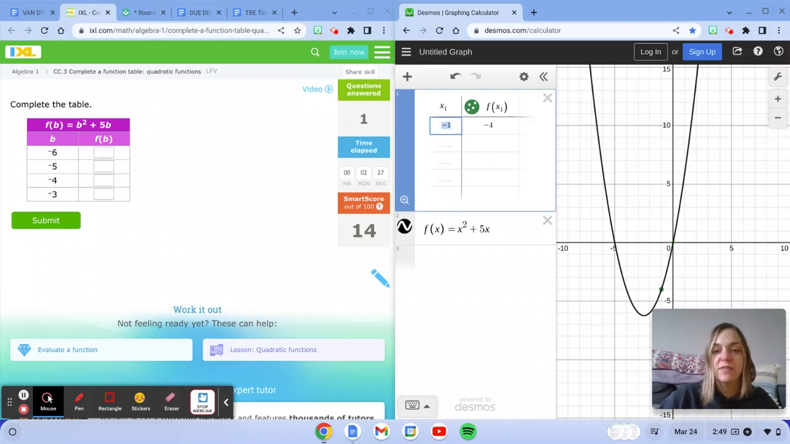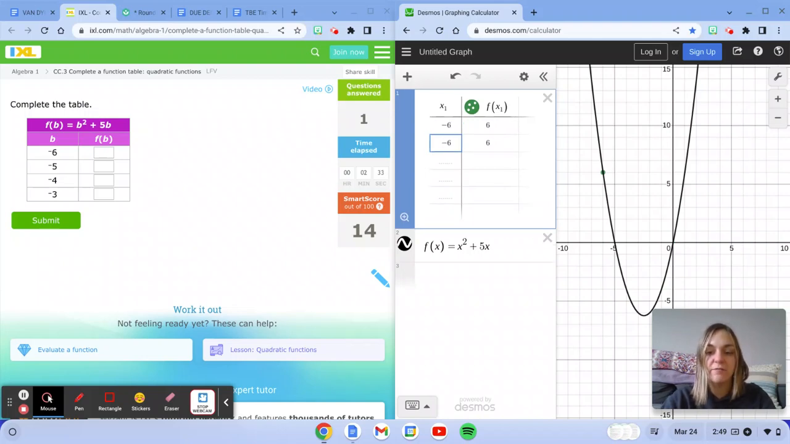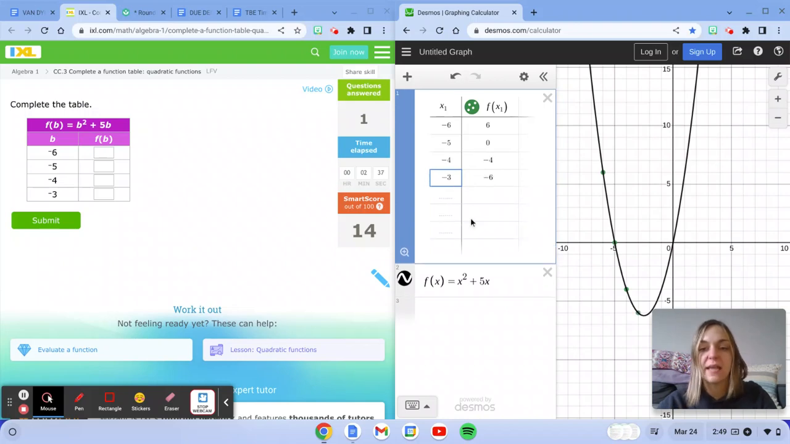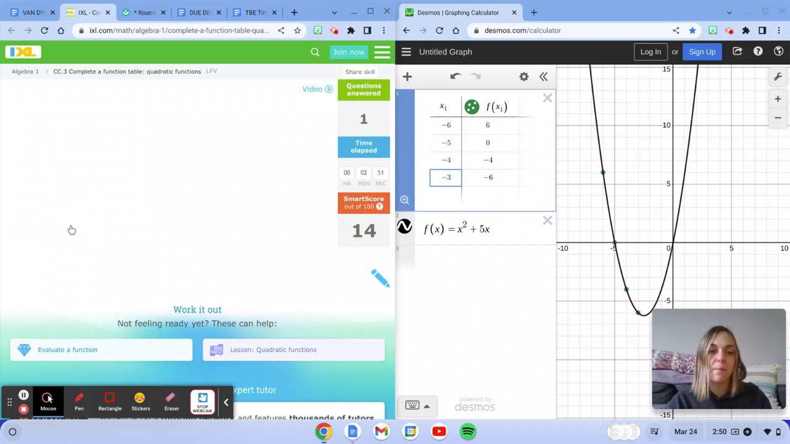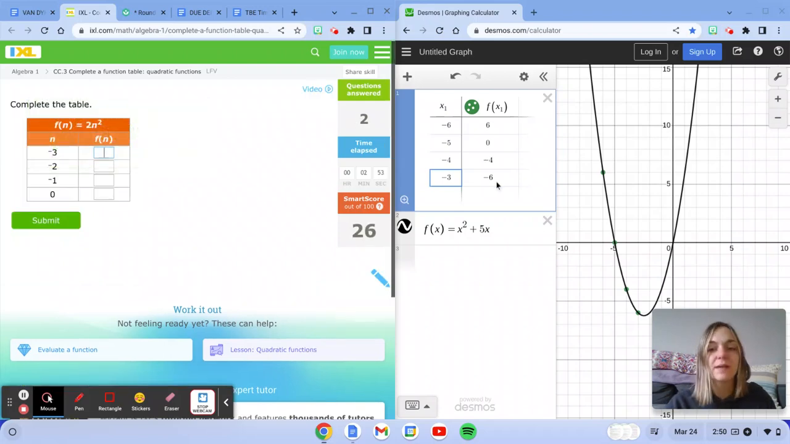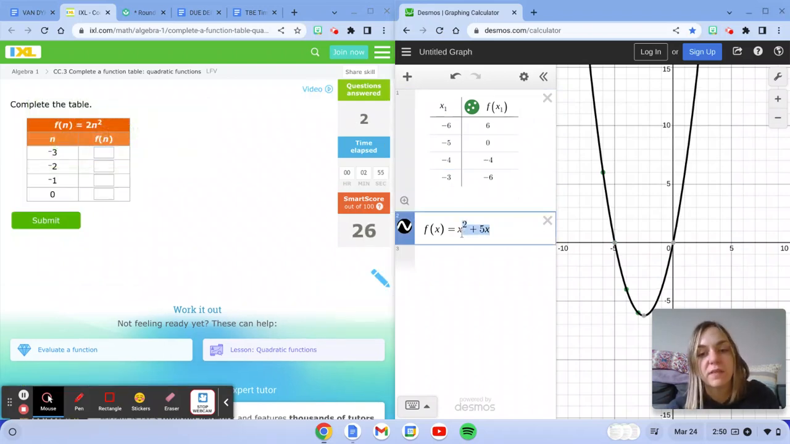And I'm going to get rid of these x values. And now I see they're asking me for -6. They're asking me for -5. They're asking me for -4 and -3. So what I did was just put these x values over here, and now I know what my outputs are. I've got a 6, a 0, a -4, and a -6. Lovely. Let's do one more of these together.